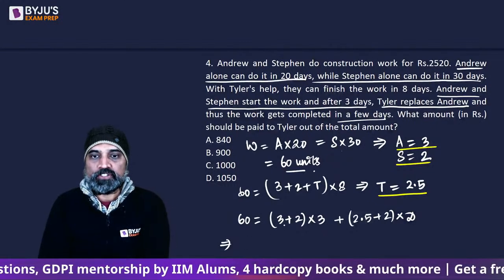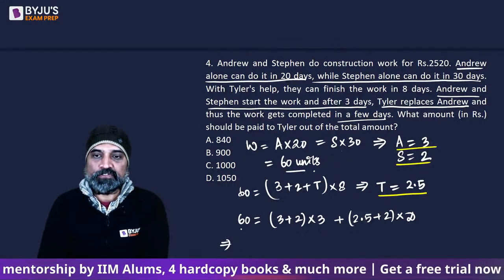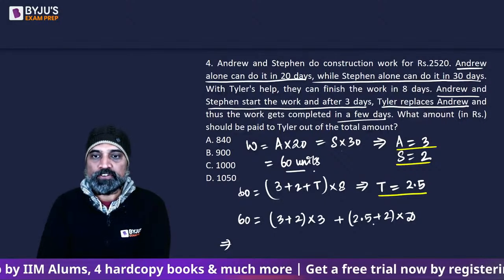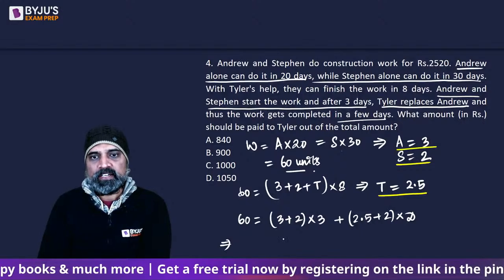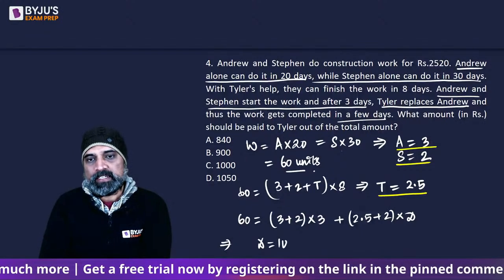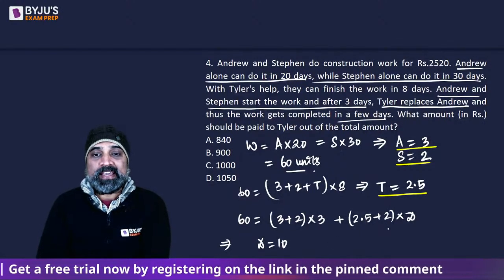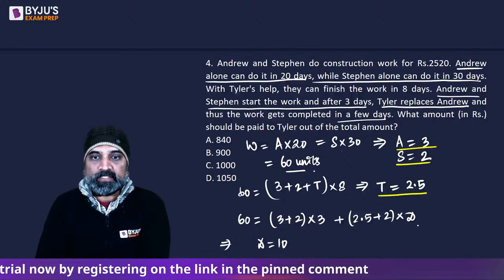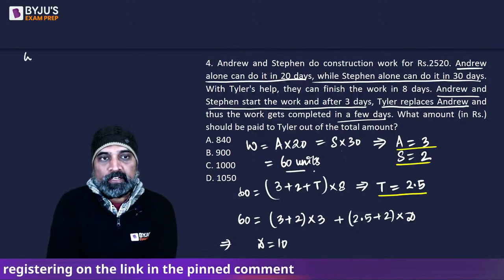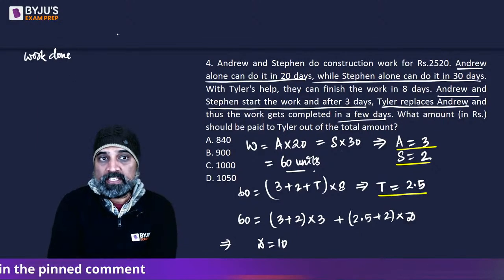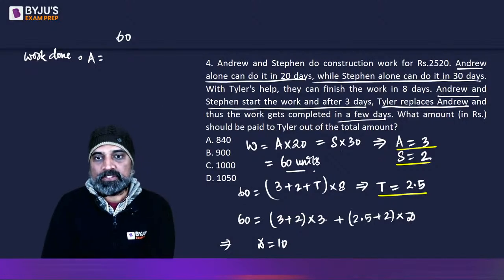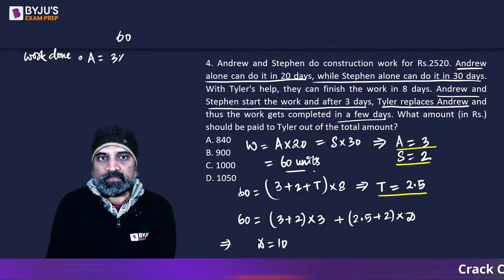So this is going to be 5 into 3, 15, 45, 45 by 4.5, which is going to be 10. So we will get the value of D as 10. As in, if we look into this, the work done out of 60 units by Andrew is 3 into 3, which is 9 units.